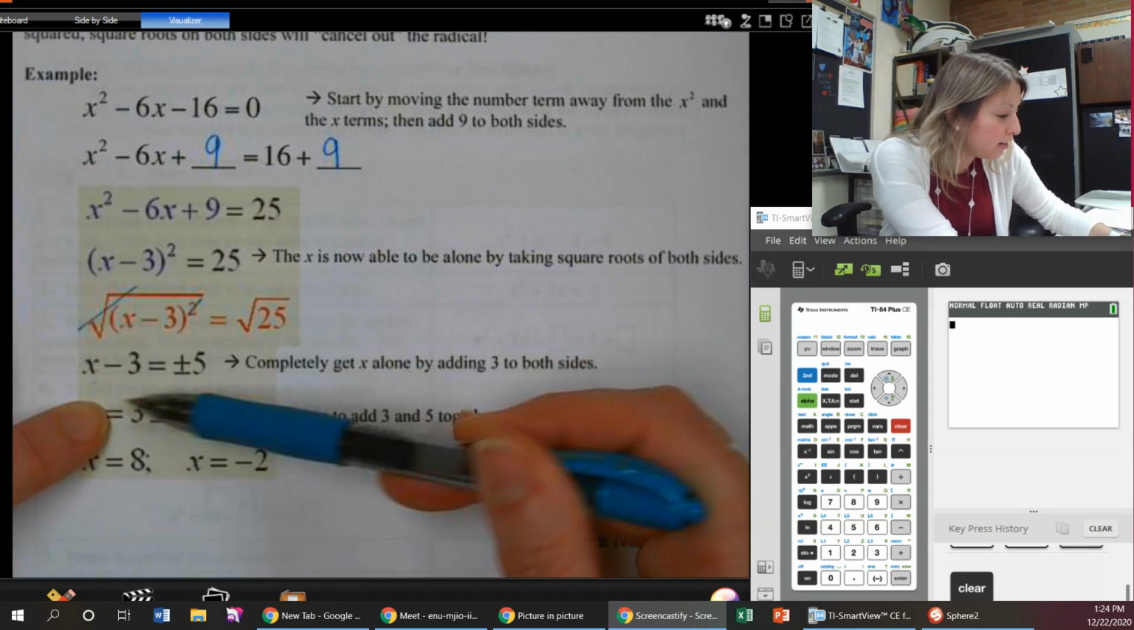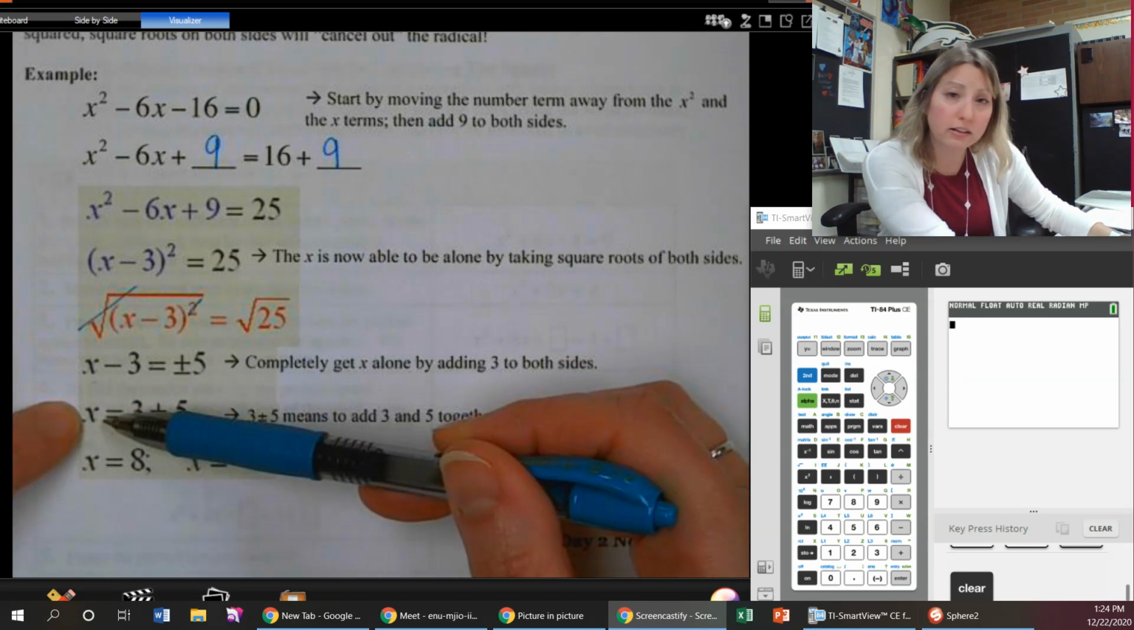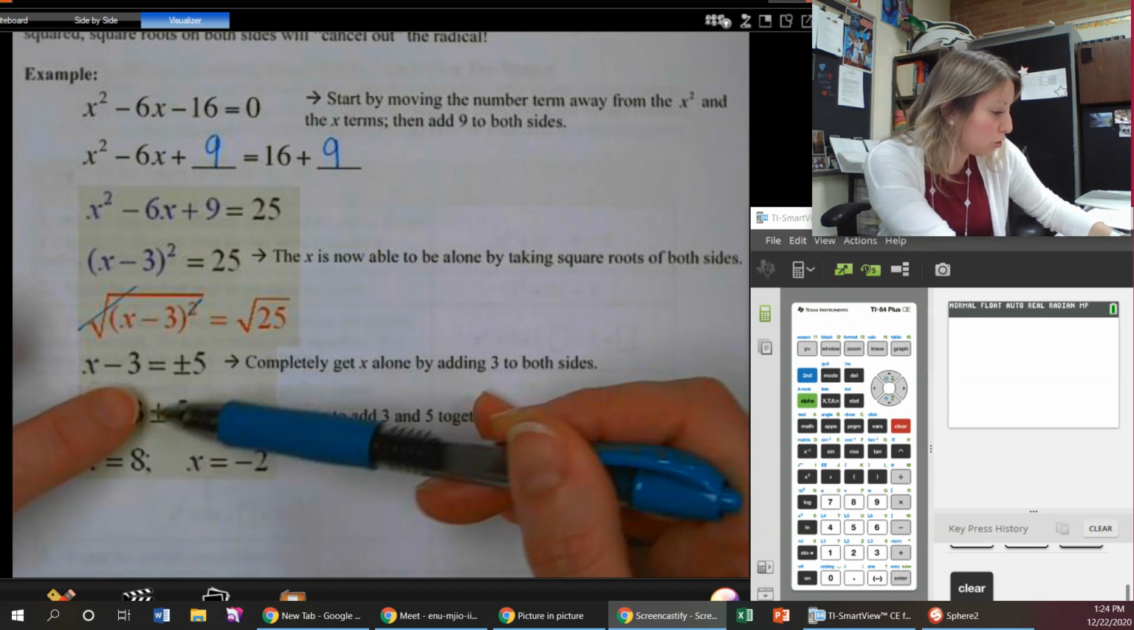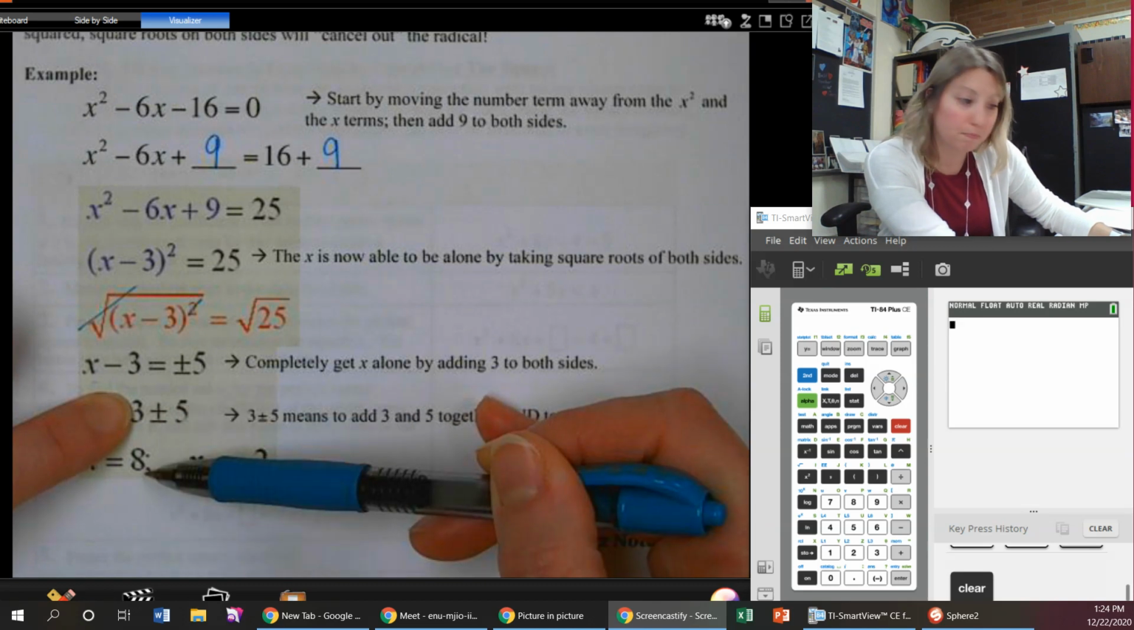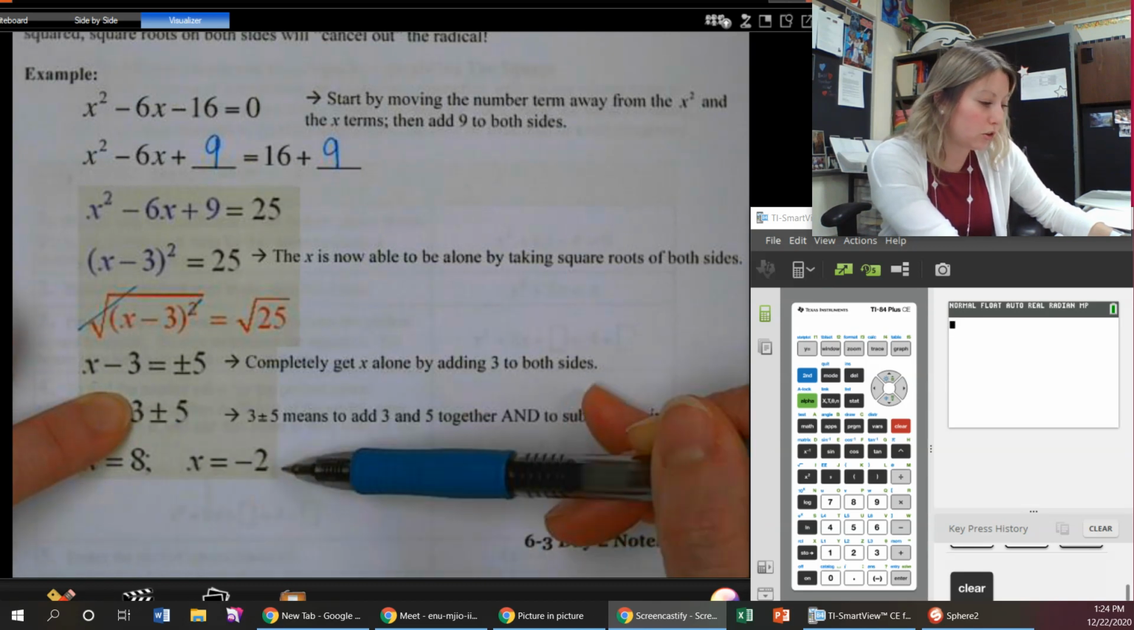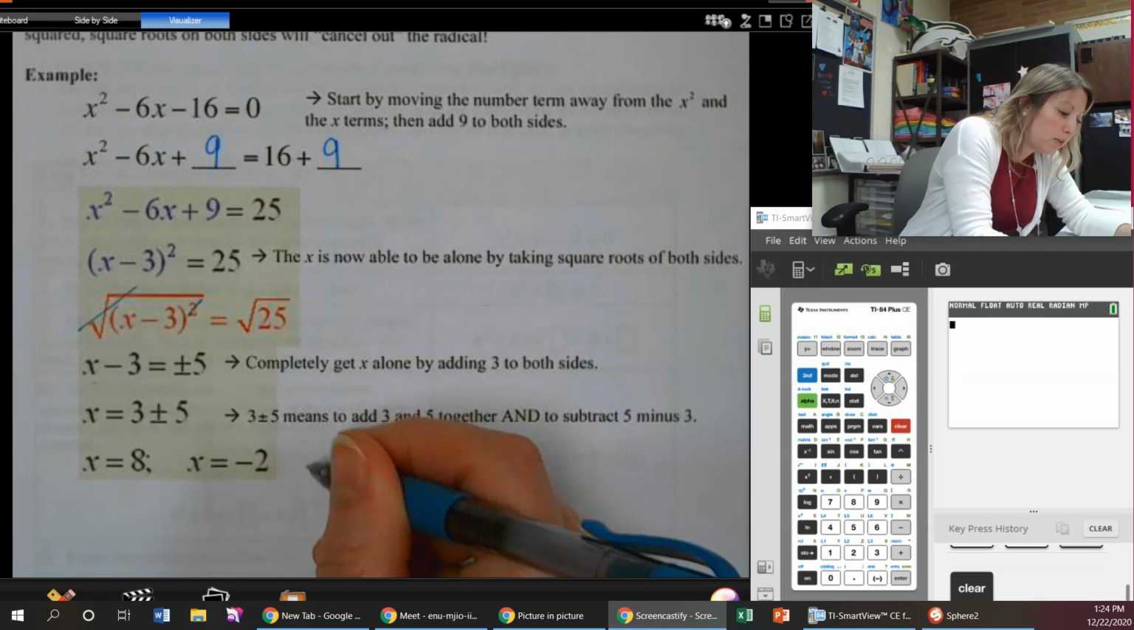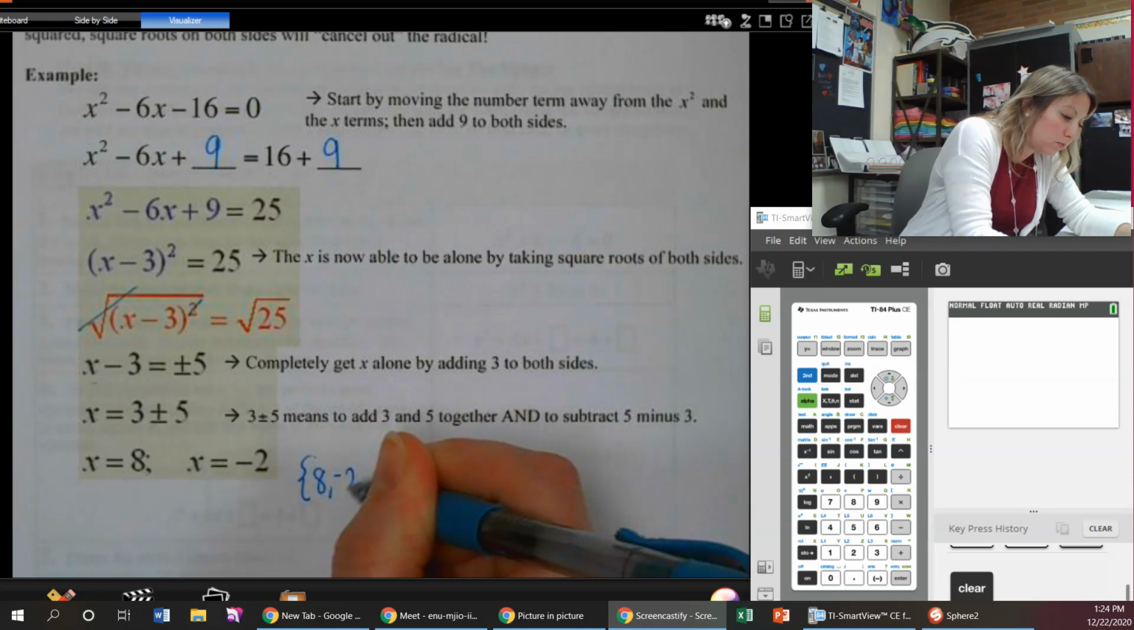So finally, I add 3 to both sides to get x completely alone. And this is 3 plus 5, which is 8, and 3 minus 5, which is negative 2. That means my two answers here are 8 and negative 2. Done.